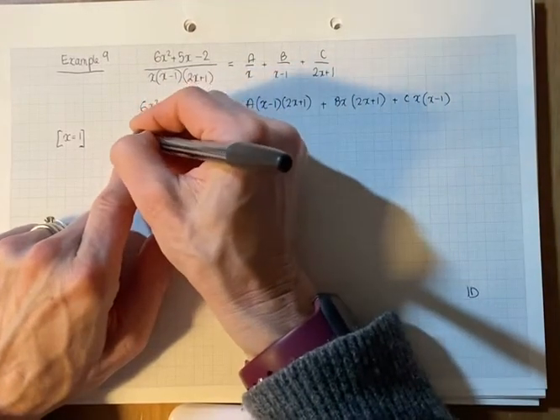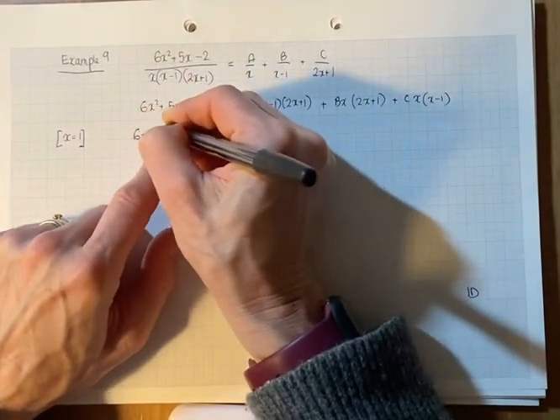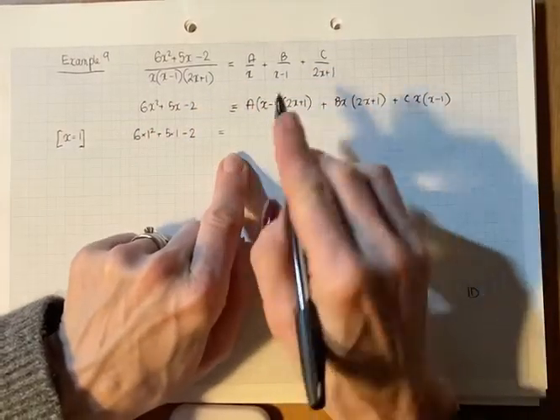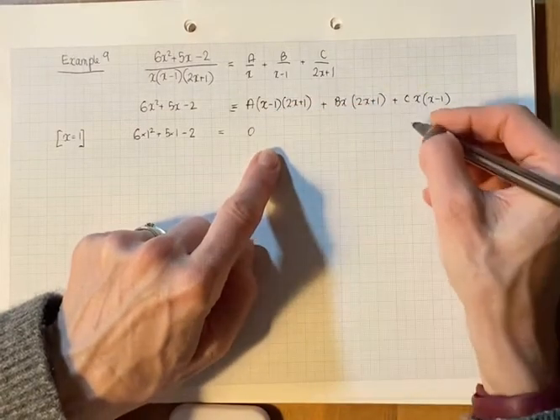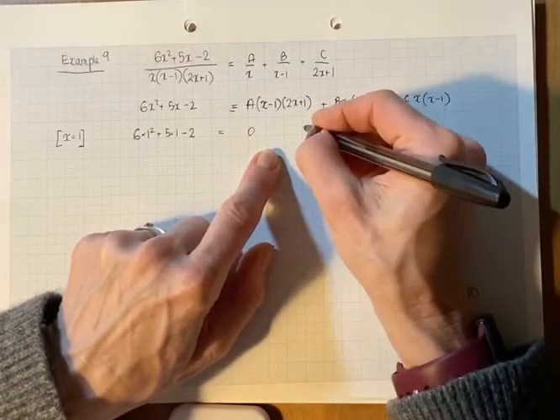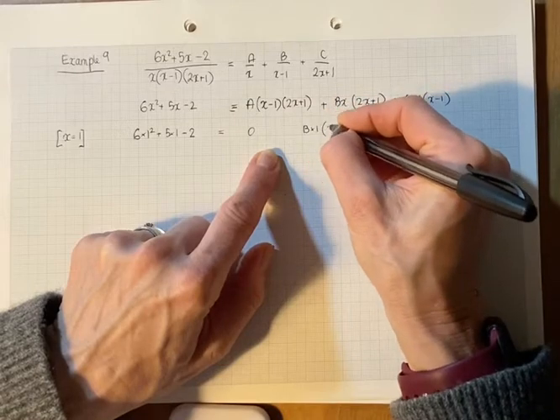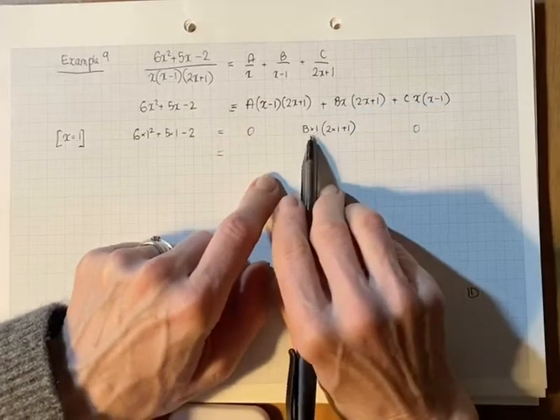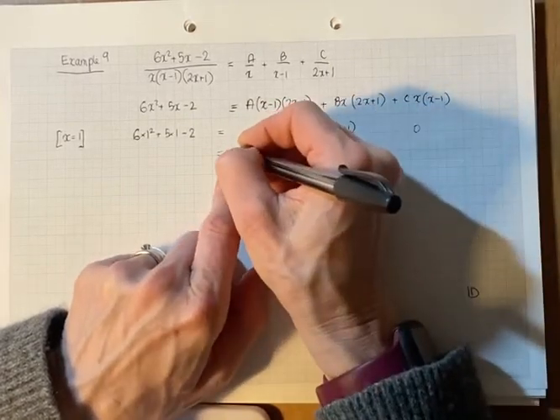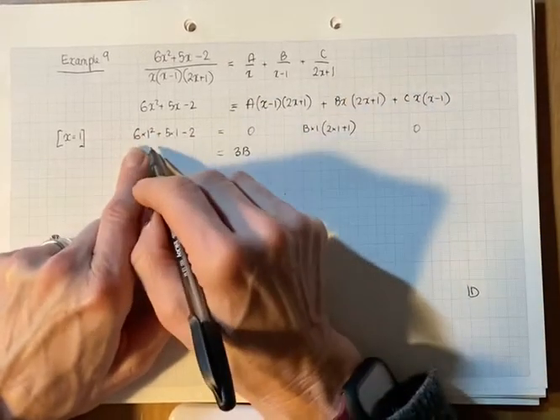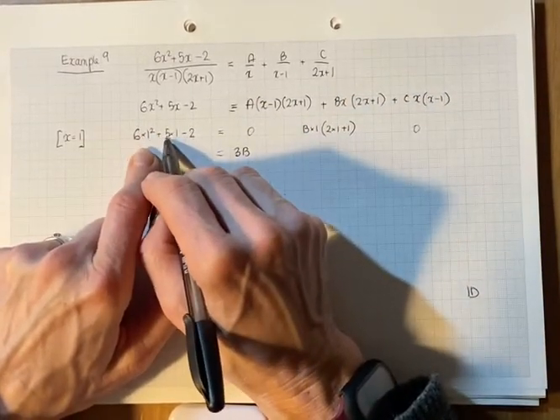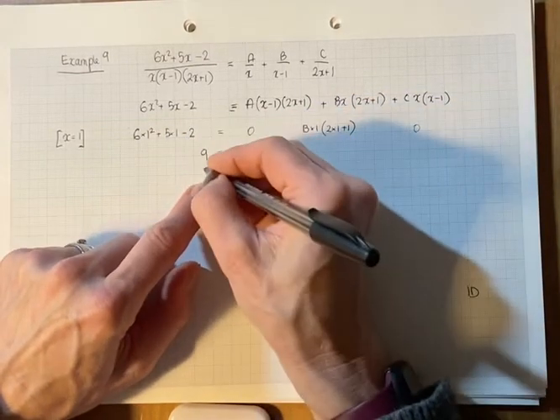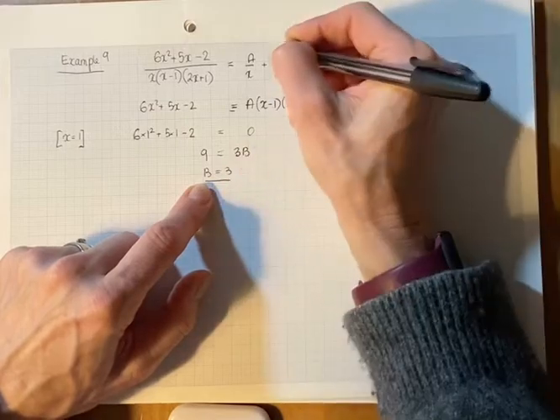So you will have 6 times 1 squared plus 5 times 1 minus 2 on the left hand side. This will go to 0. This will go to 0, so it's just this one. So it's b times 1, 2 times 1 plus 1. So this one is 2 plus 1, which is 3b, and this one is going to be 6 plus 5, which is 11, minus 2, which is 9. b is equal to 3. So I've got 3 here.